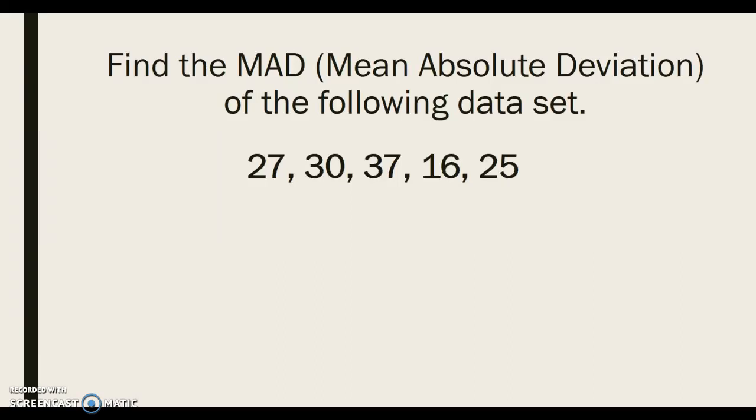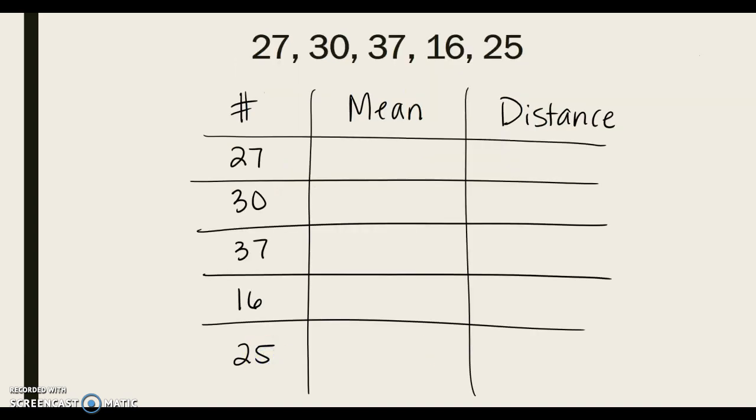Okay, so we are going to find the MAD, or the mean absolute deviation, of the following data set. So here's our set of data. We've got 27, 30, 37, 16, and 25. Now remember, when we're finding the MAD, or the mean absolute deviation, we need to make sure we're creating some sort of table to help us organize all of our work. So here's the table I've created.